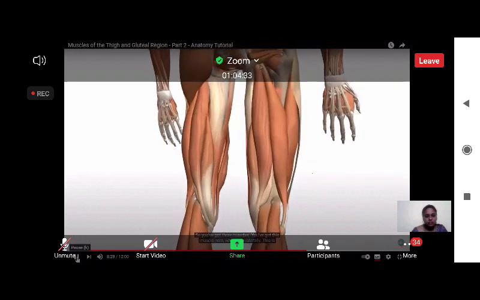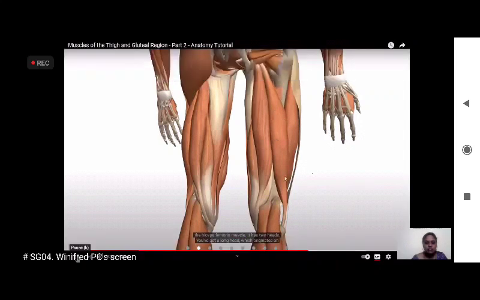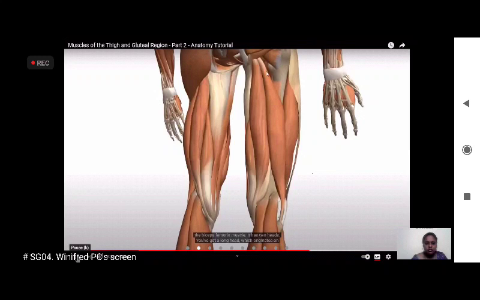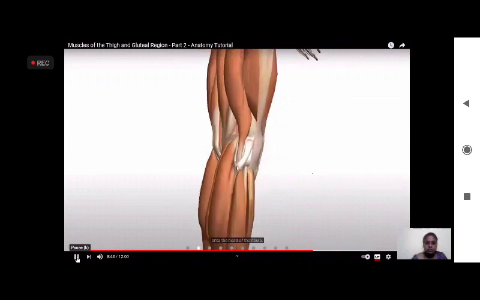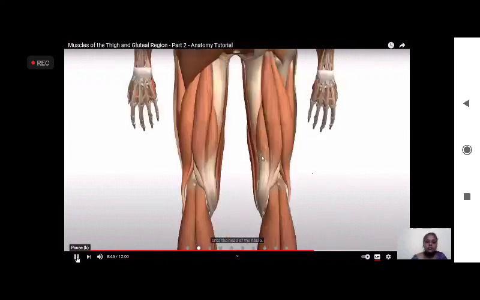So you've got 3 muscles. You've got this muscle here which sits laterally. This is the biceps femoris muscle, and it has 2 heads. You've got a long head which originates on the ischial tuberosity, and you've got a short head which originates on the femur, and it inserts onto the head of the fibula.